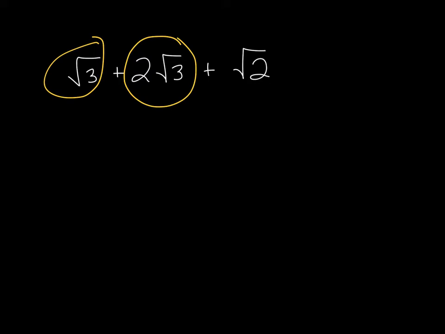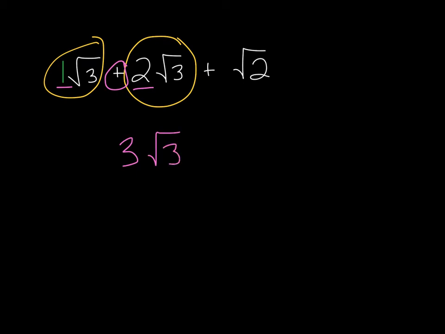When you have like terms, you add your coefficients together. It looks like this first one doesn't have a coefficient. So we assume, or we know actually, that it's a 1. We just don't need to write it there. It's a given. So now we just look at our coefficients and we add them together since it's a plus sign in between. So 1 plus 2 is 3 radical 3.